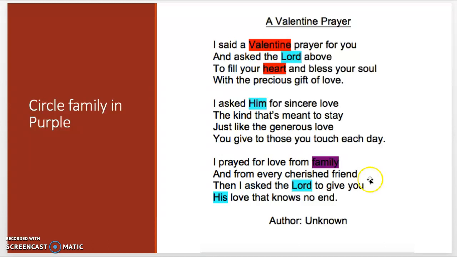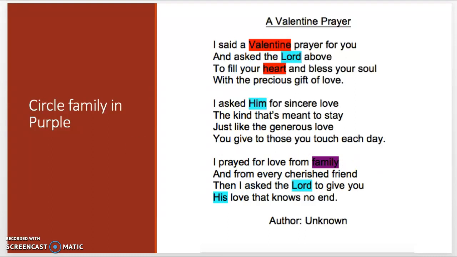And so once all the students have circled their words in the poem, they should have a very colorful poem with 2 words circled in red, 4 words circled in blue, and lastly, family circled in purple.